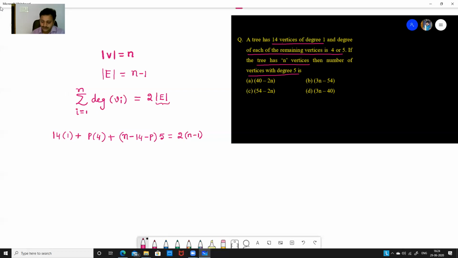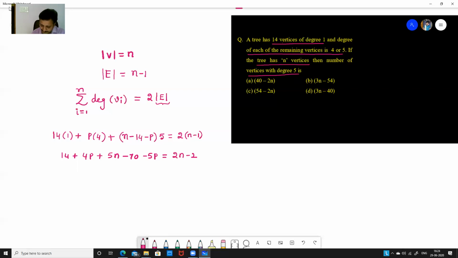Now, by simplifying this, we'll get 14 plus 4 into p plus 5n minus 70 minus 5p equals 2n minus 2, like this. By bringing 2n to the left side, we'll have 3n, right? And I want to find how many vertices of degree 5. First, we'll try to find the value of p now, okay?